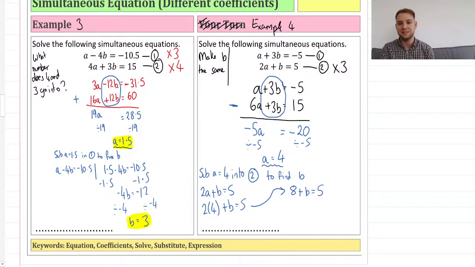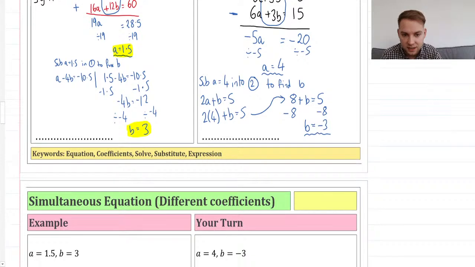And then the last little stage here is to get rid of that 8. And I do that by minusing 8 and subtracting 8. So minus 8, minus 8. So B is equal to 5 minus 8, which is minus 3. So it's difficult because we're dealing with those negatives. So we've got to get rid of that 8 to get the B on its own.